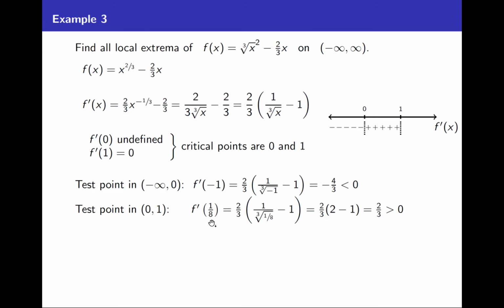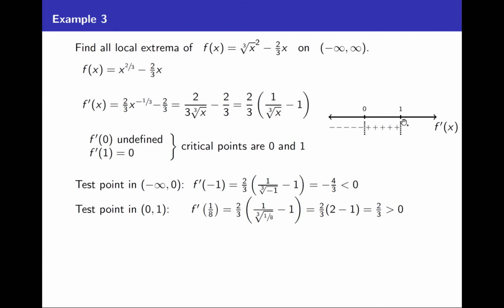So we do f prime of 1/8. That's 2/3, 1 over the cube root of 1/8, minus 1. And like I said, the cube root of 1/8 is 1/2. We reciprocate that. You get 2/3, 2 minus 1, and that's equal to 2/3, and it's positive. So we have a positive derivative here in this second interval.